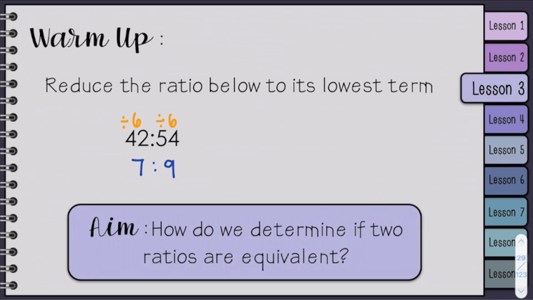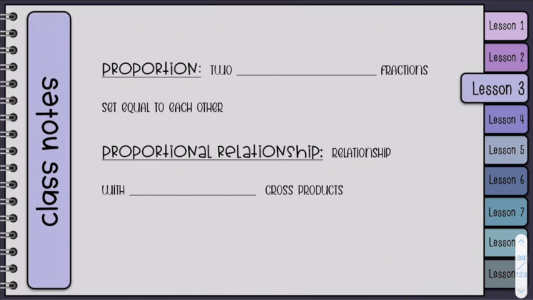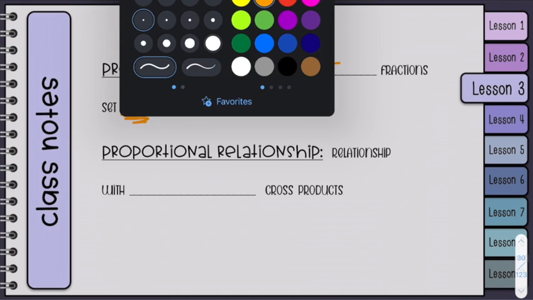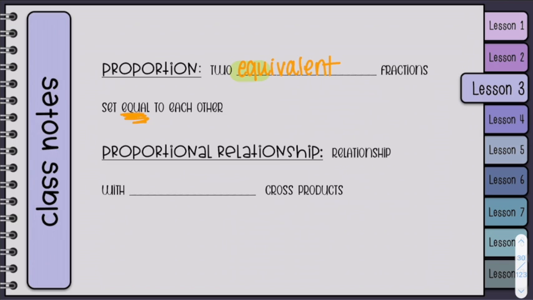So let's head on to our notes. A proportion is two equivalent fractions which are set equal to each other. So equivalent means equal. And you got the EQ in there. A proportional relationship is a relationship with equal cross products. When you multiply diagonally, you're going to get the same answer, the same product.